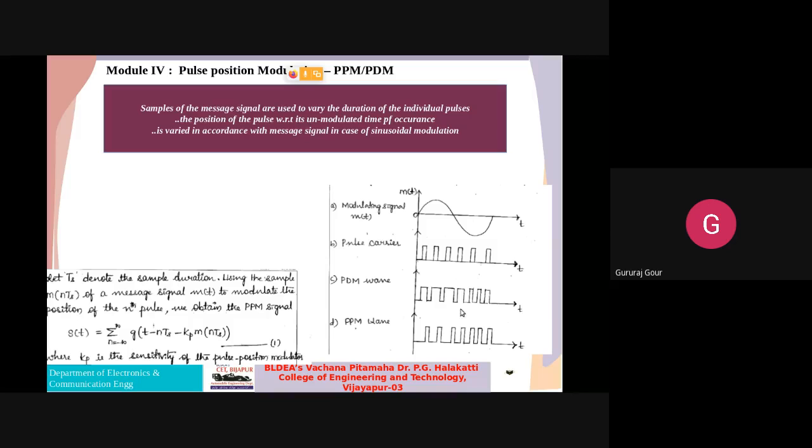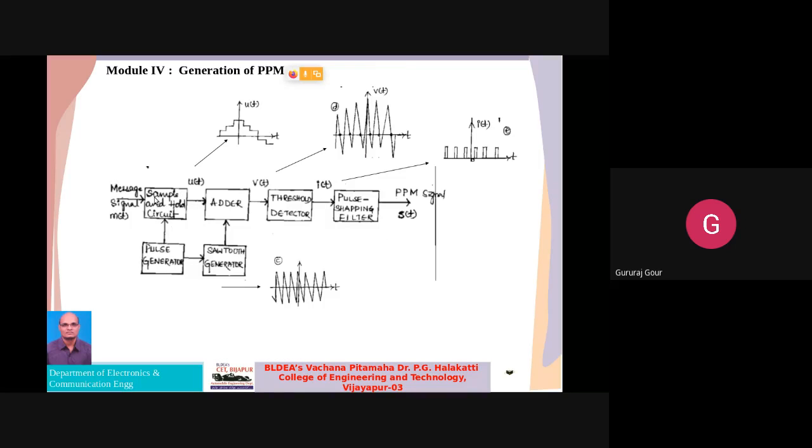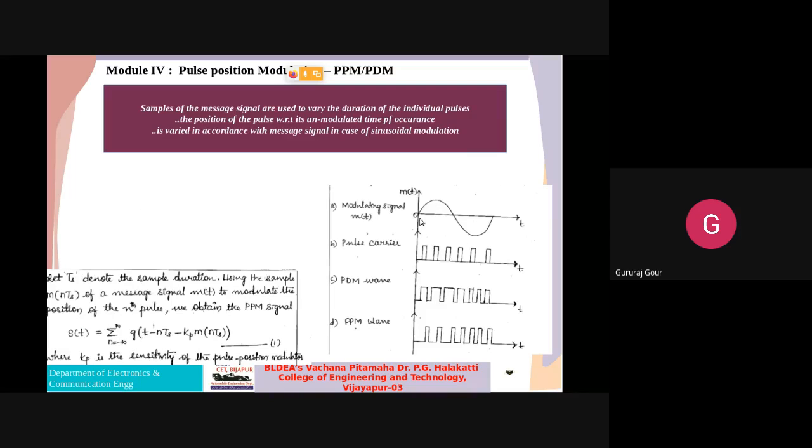So let us try to understand how we can generate these PPM signals. We are going to vary the position of the pulses in the carrier signal according to the amplitude variation of the modulating signal. Here we have the sample and hold circuit first. The message signal is applied as input. This message signal is continuously varying, and it is now applied as input to the sample and hold circuit.